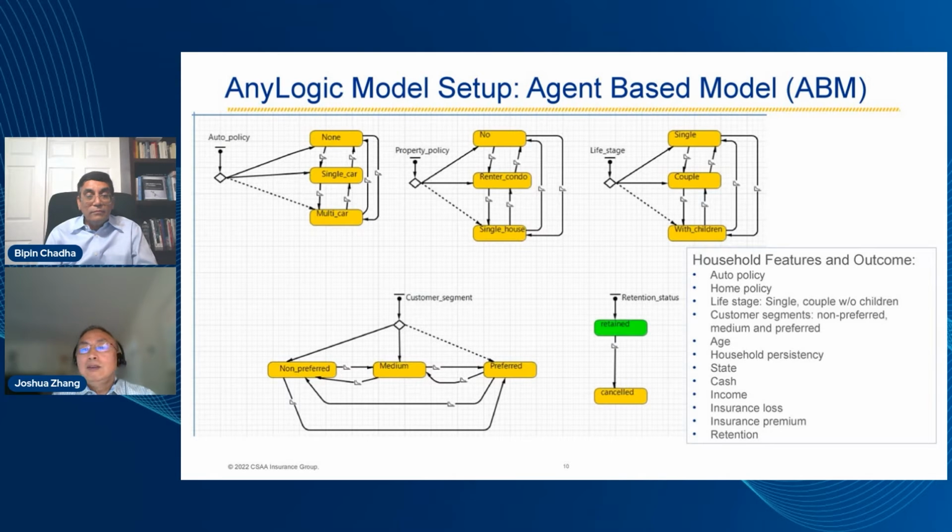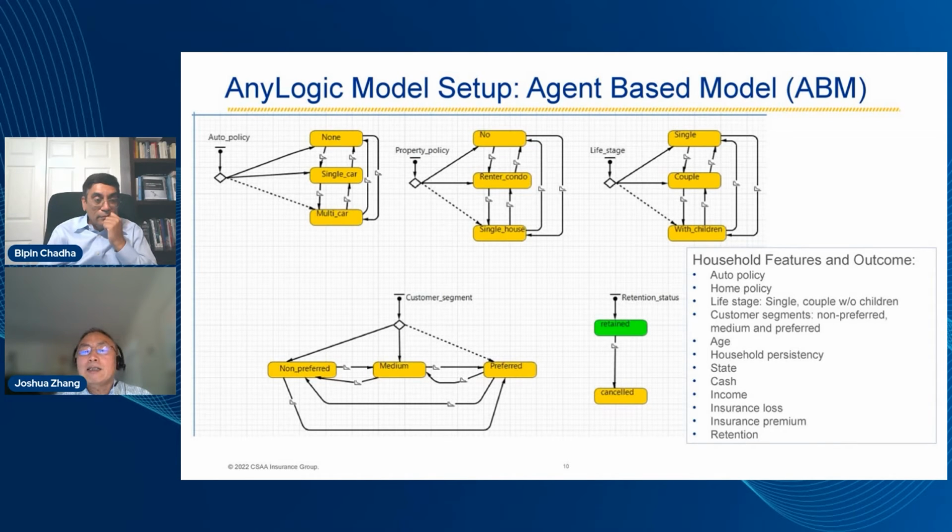So far you maybe feel everything is abstract, but here are the specifics. This is how the AnyLogic model is set up. It's an agent-based model, and we have 5 state charts to capture changes over time. The state charts on top left and top middle are about insurance policies. Do you have auto and home insurance policies with us? If so, what kind of policies? Single car or multi-car for auto policy? Rental or condo policy or single house policy for home or property policy?